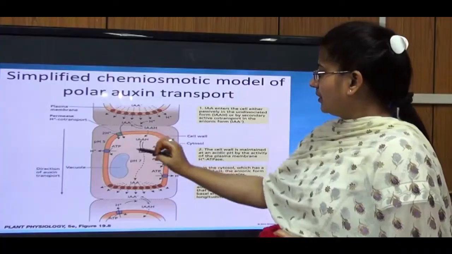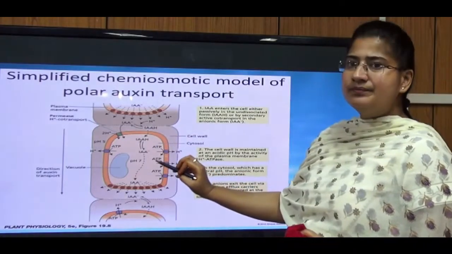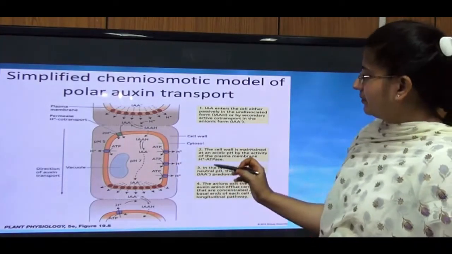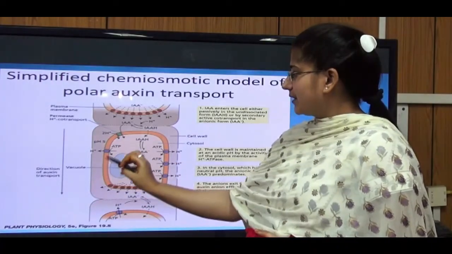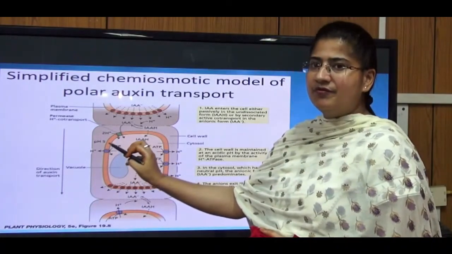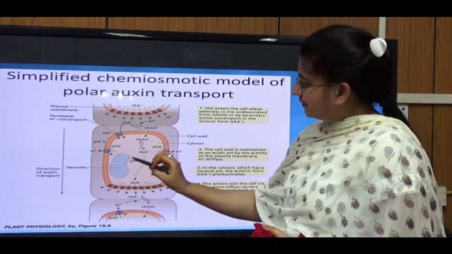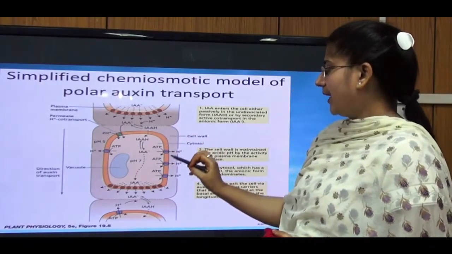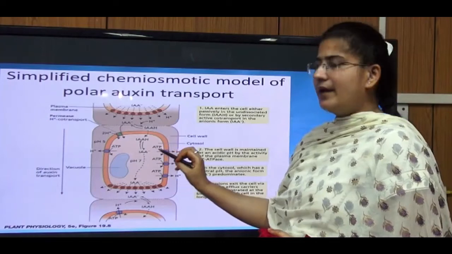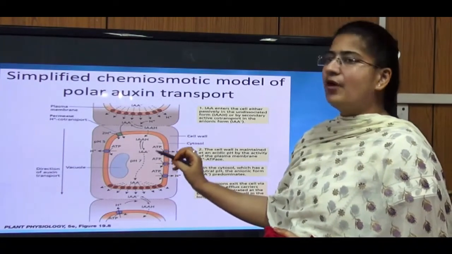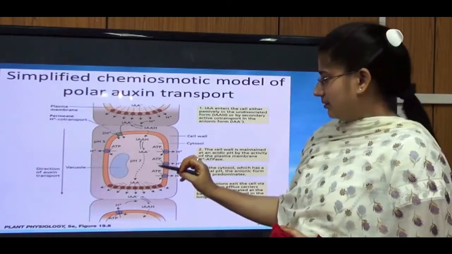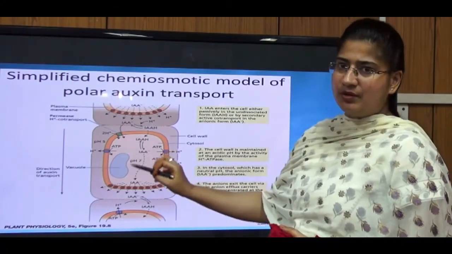So both these forms will enter inside the cytosol. Again, now you can see the pH of the cytosol is 7, while the pH of this extracellular space is 5. So at this pH the auxin will try to remain in IAA minus form, means anionic form is the preferred form for this cytosolic portion.